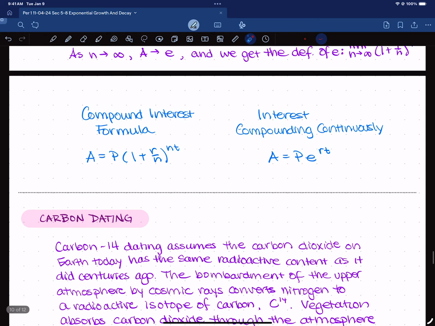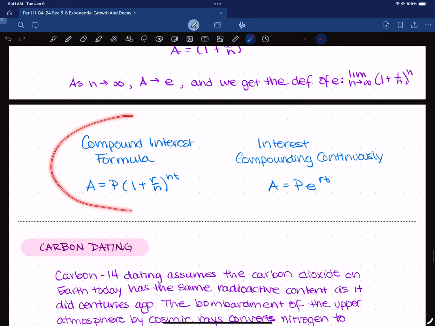Okay, fun fact over. So we have a compound interest formula like this if you're going to compound a fixed number of times each year. But if you're going to do what's called compounding continuously, which would be compounding an infinite number of times a year, you get this formula. And it all has to do with the definition of e. Okay, that's the end of this video.